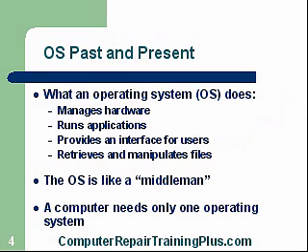OS past and present. What an operating system does, it manages hardware. It also runs applications. It provides an interface for the users. It's like a middleman. Retrieves and manipulates files. The OS is like a middleman. It runs in between the user and the hardware. A computer needs only one operating system. We can have several on the computer, but we can only run one at a time.